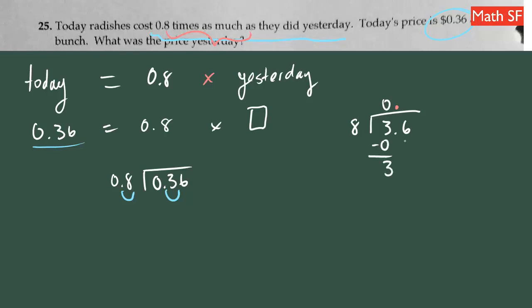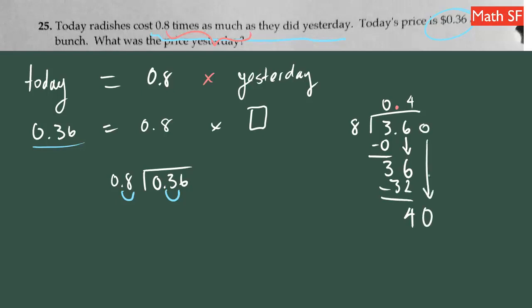Subtract that. 3. Bring the 6 down. How many times does 5 go into 36? Well, 8 times 5 is 40, and 8 times 4 should be 32. So that will be 32. Subtract, and we have as many zeros as we wish.